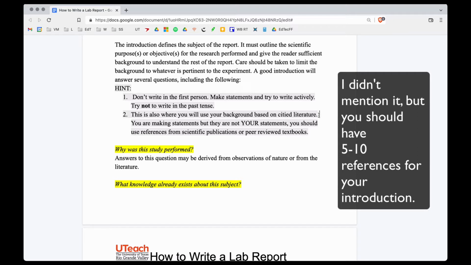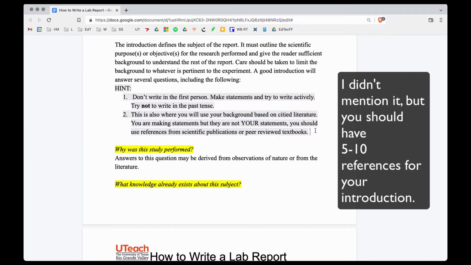Now, when in doubt, you want to make as many statements as possible that come from peer reviewed sources. I don't really want to know your thoughts on the matter. I want to know what other people's thoughts on the matter are, and then your original ideas can come later in the paper. So you want to make statements, but they are not your statements.